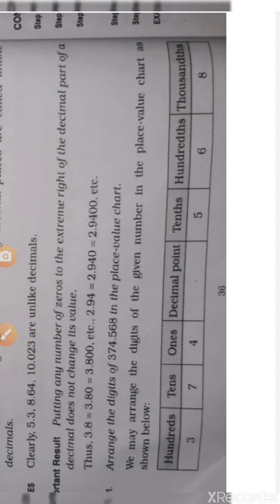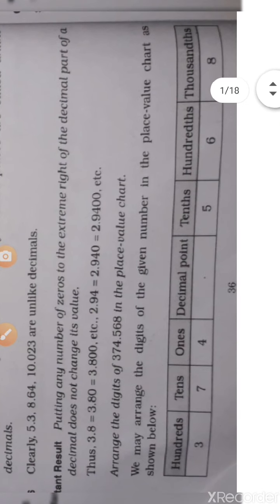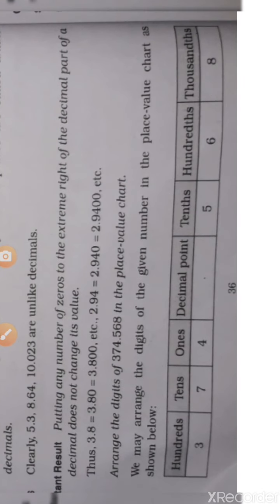In the decimal part, we start from the leftmost part of the decimal part. Like the given example is 374.568. In this decimal, 374 is the whole number part or the integral part, and 568 is the decimal part. And now we are already familiar with 374. You all know how to arrange 374 in the place value chart. But let's learn about the place value chart of decimal parts.